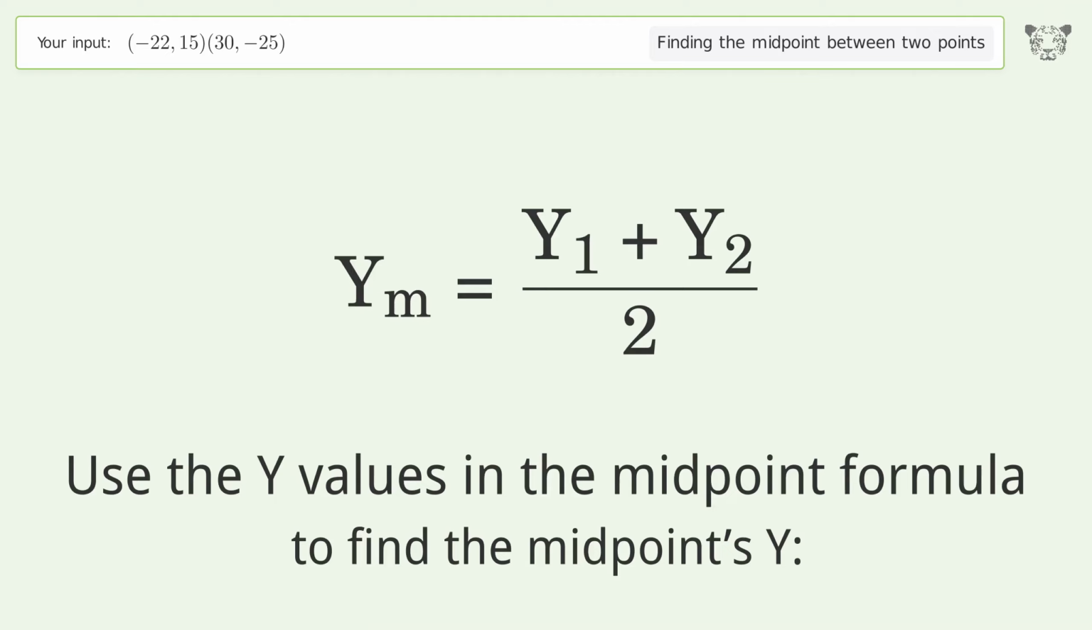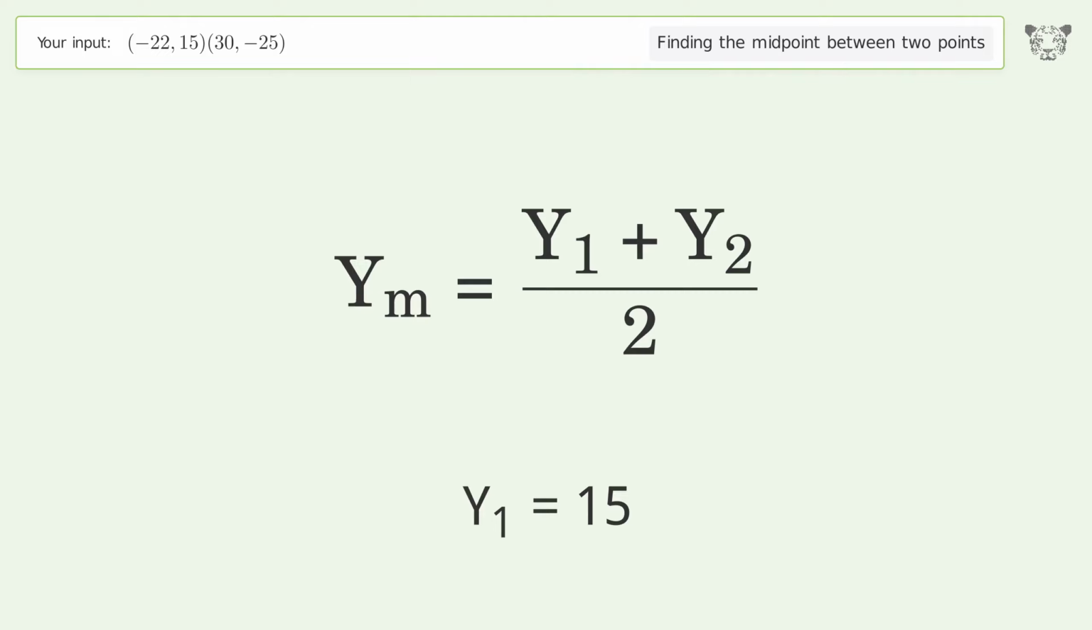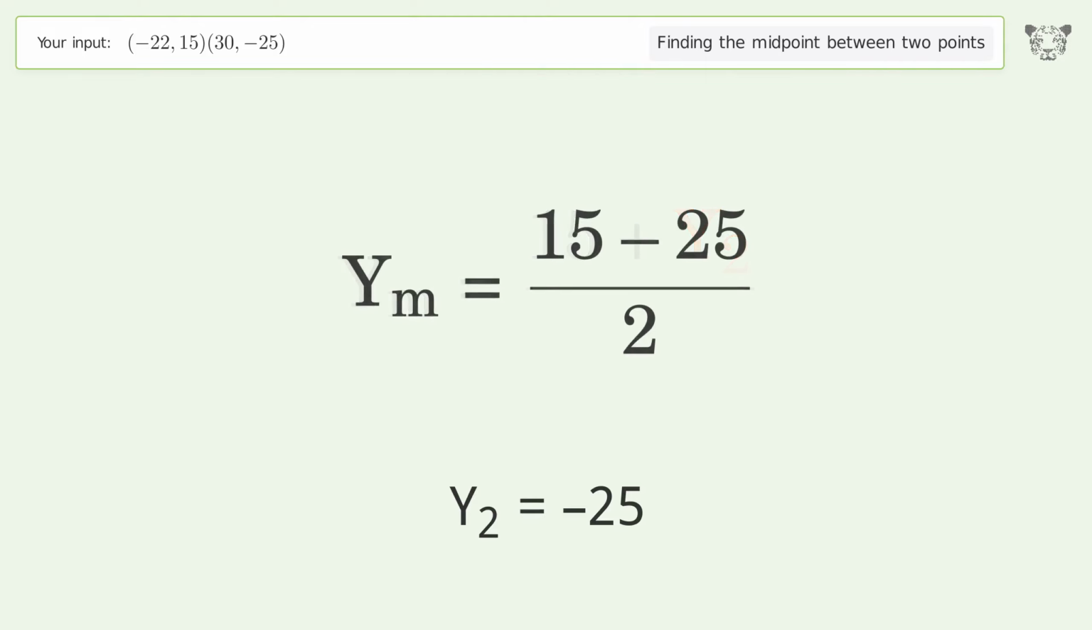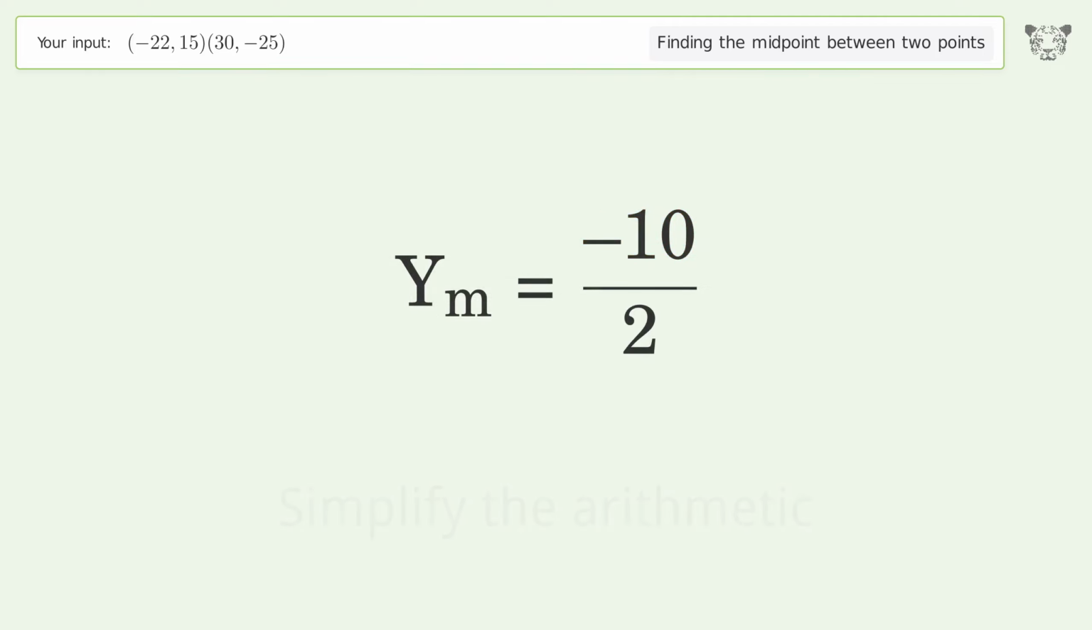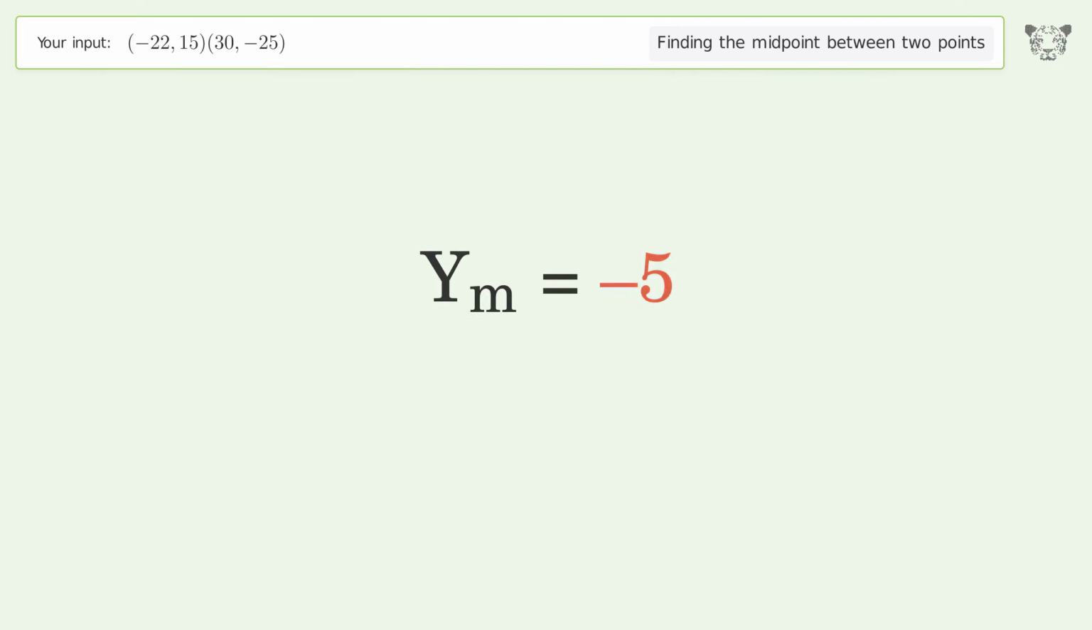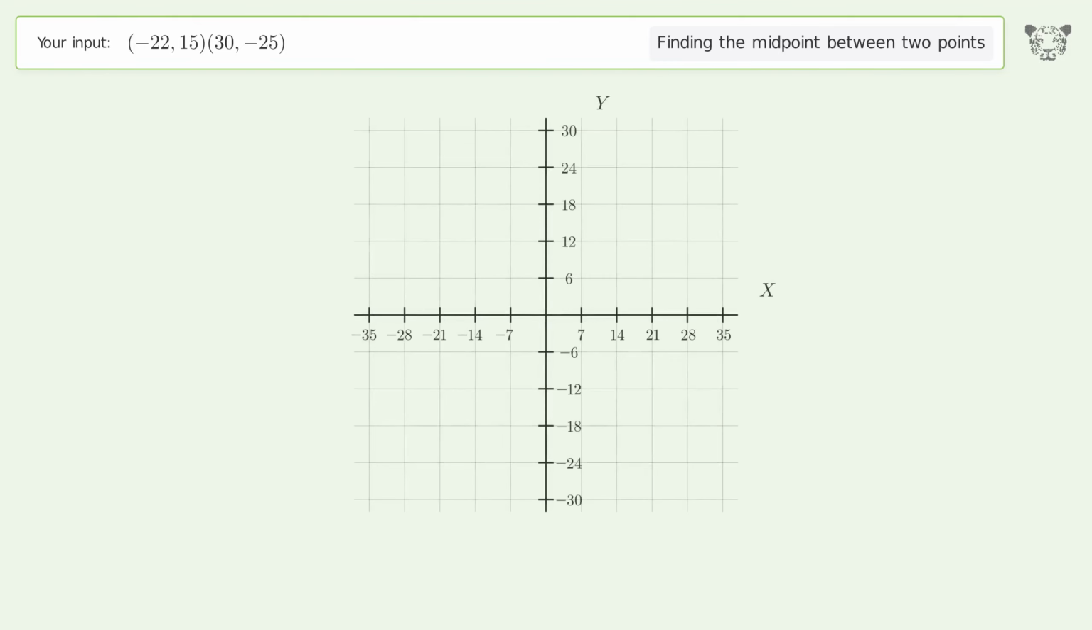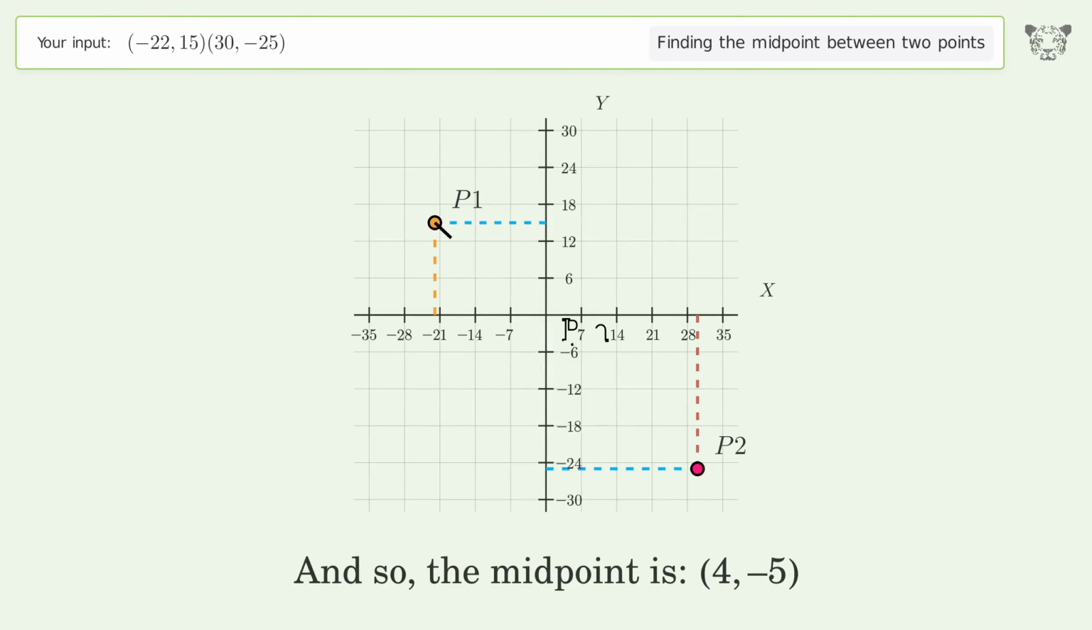Use the y values in the midpoint formula to find the midpoint's y. y1 equals 15. y2 equals -25. Simplify the arithmetic. And so, the midpoint is 4, -5.